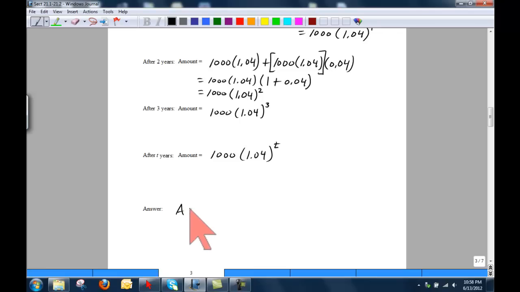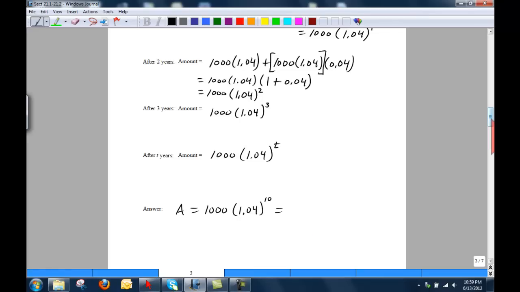So this problem again asks us to invest for 10 years. So the amount is 1,000 times 1.04 to the 10. And this can be computed on a calculator.